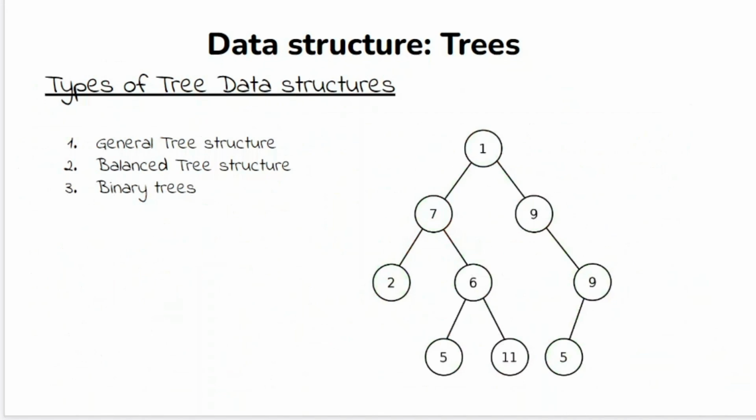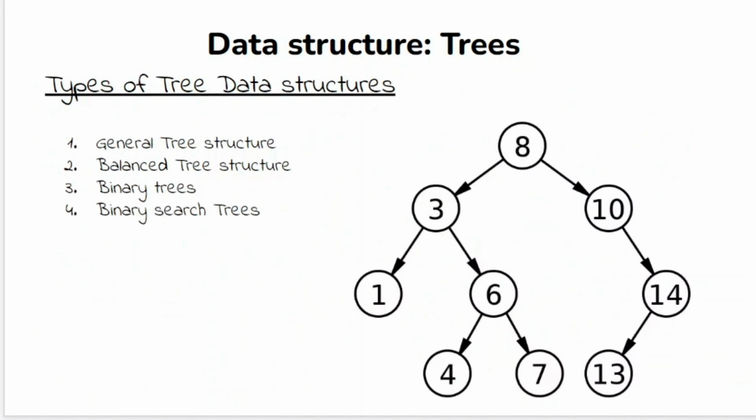Next, we have the binary trees, and binary trees are trees that can have a maximum of 2 children. This is very different from the general tree structure, where it can have as many children as it wants. I think this is something like a family structure, basically. Family structures, file systems, even a company, right, can have any number of children. These are general tree structures. When we talk about binary tree structures, they have a maximum of just 2 children.